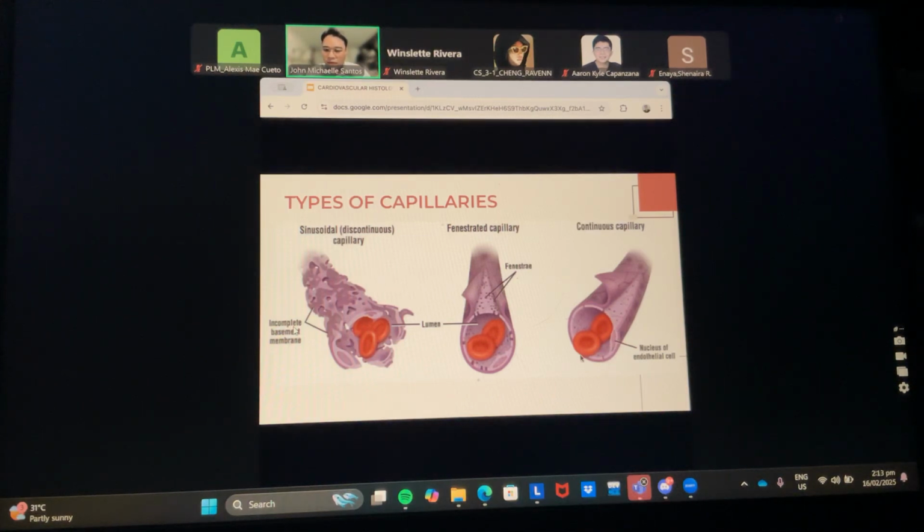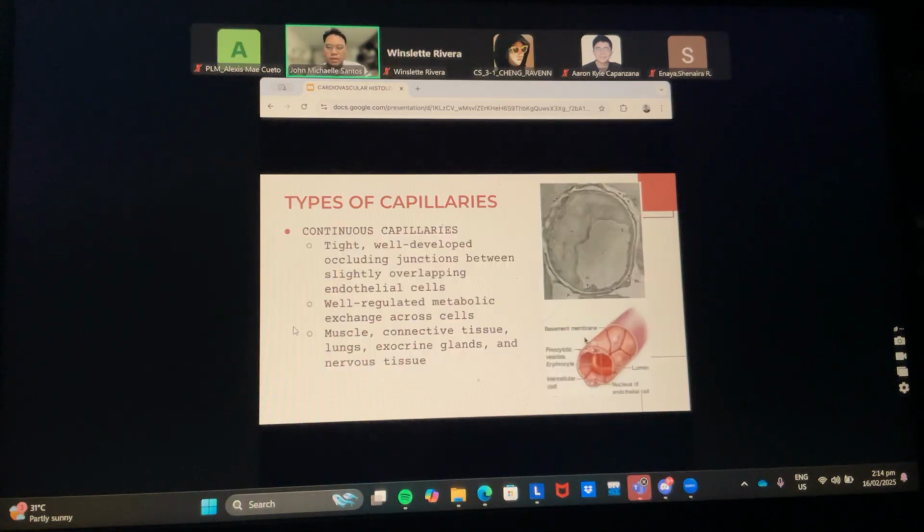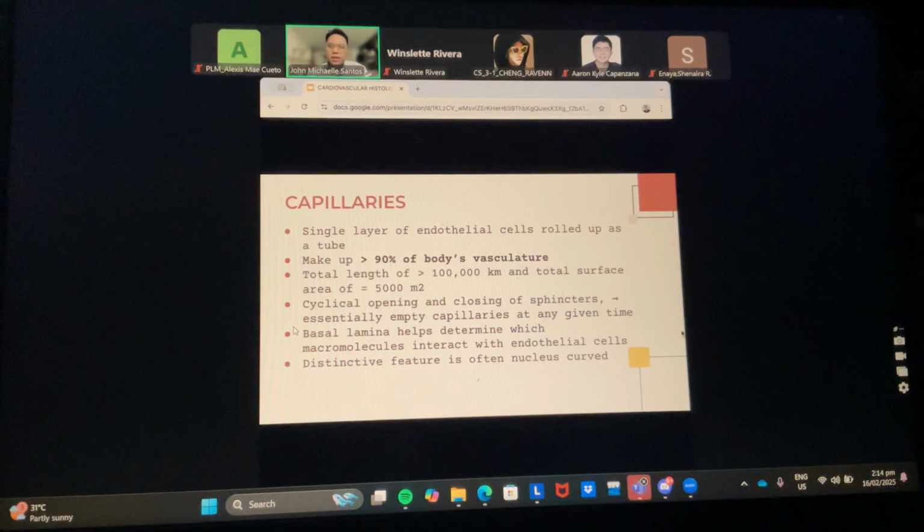Bakit? For us to have a wider lumen, okay, para ma-accommodate niya yung passage of your blood. Kasi as you can see here, ang pwedeng dumaan lang dyan ay isang red blood cell at a time. Okay, so yan.